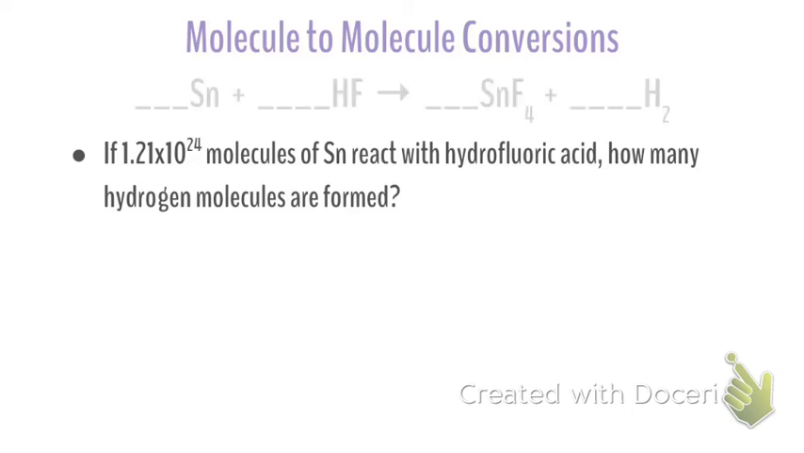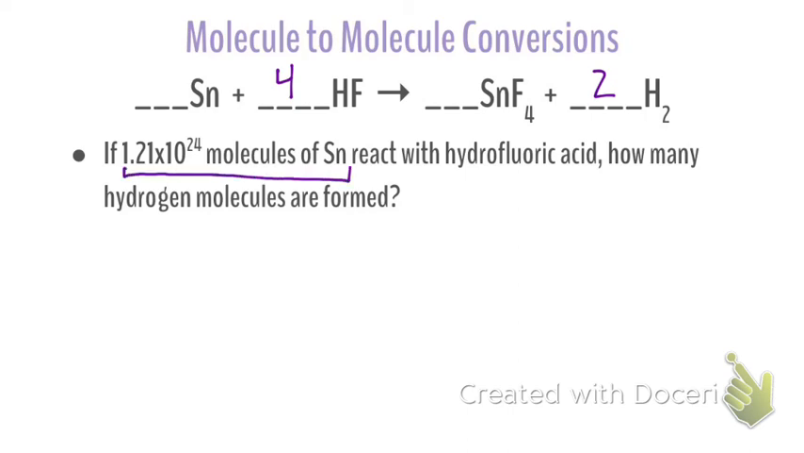Okay? We already did this reaction, so let's just go back to what it was balanced at. 4 and 2, is that right? Mm-hmm. 1, 4, 1, 2. Okay, so if I start with 1.21 times 10 to the 24th molecules of tin, how many hydrogen molecules are formed? So we're looking for the number of molecules. And I'm starting with 1.21 times 10 to the 24th.